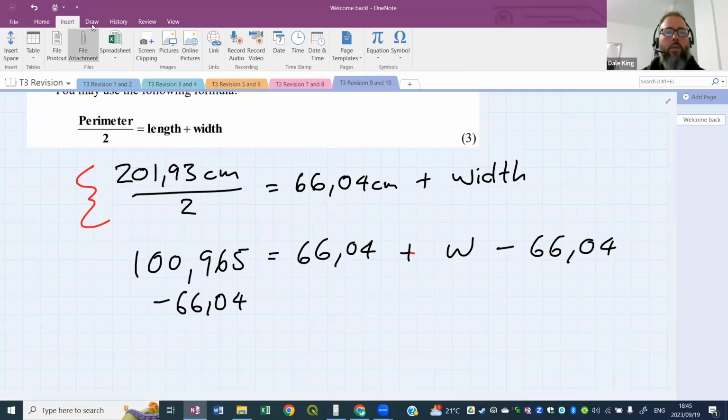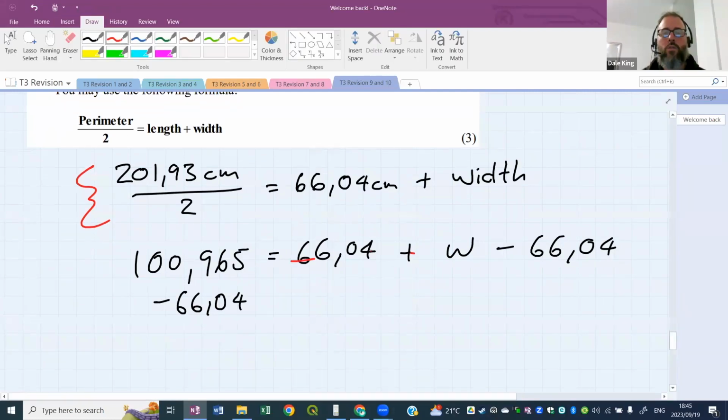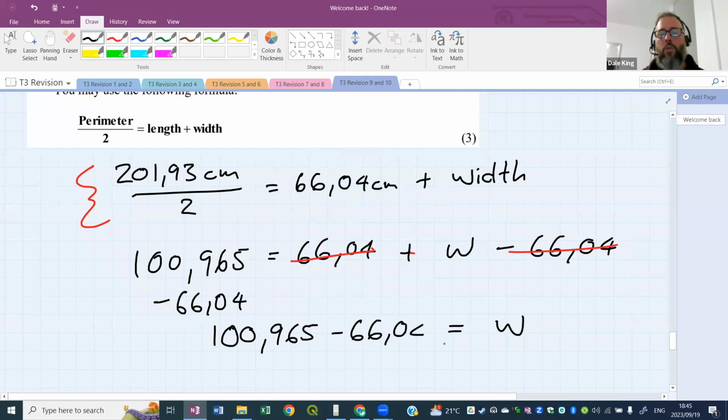Okay, now what happens is these two will cancel each other out, because 66,04 minus 66,04 is 0. That's what we want to do. So we're canceling it there on the right-hand side. And on the left, we have 100,965. I'll just write it out for you to see, minus 66,04. So the width is equal to all of that.